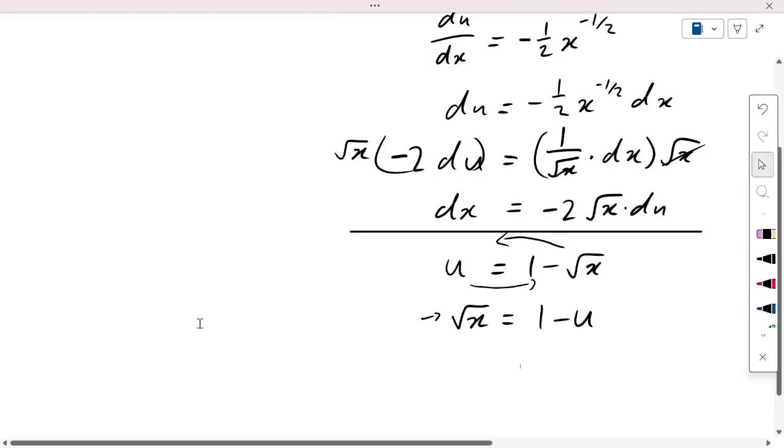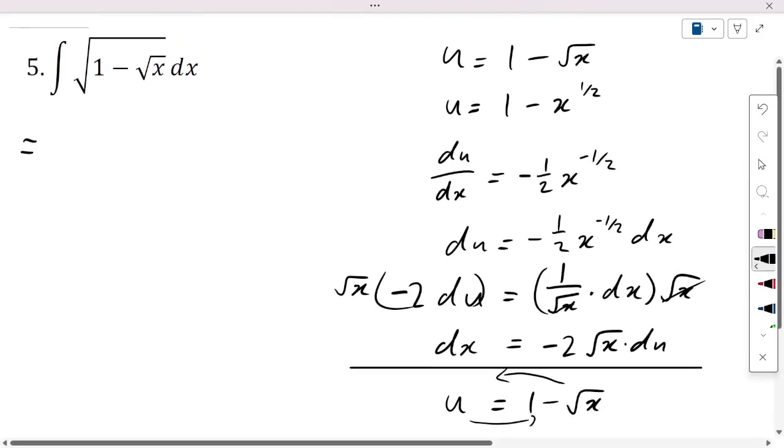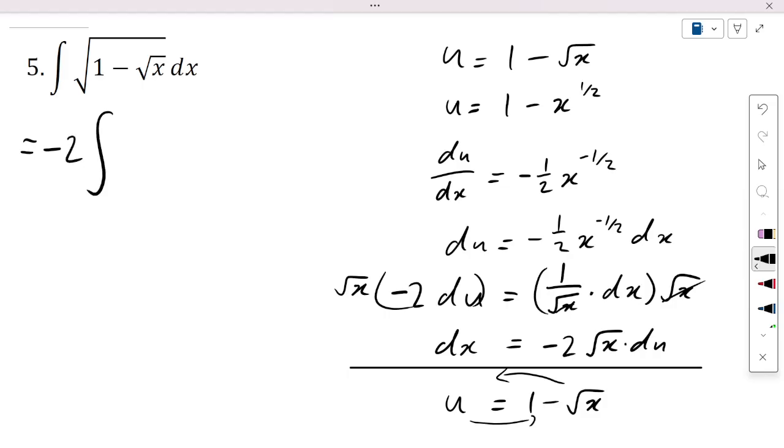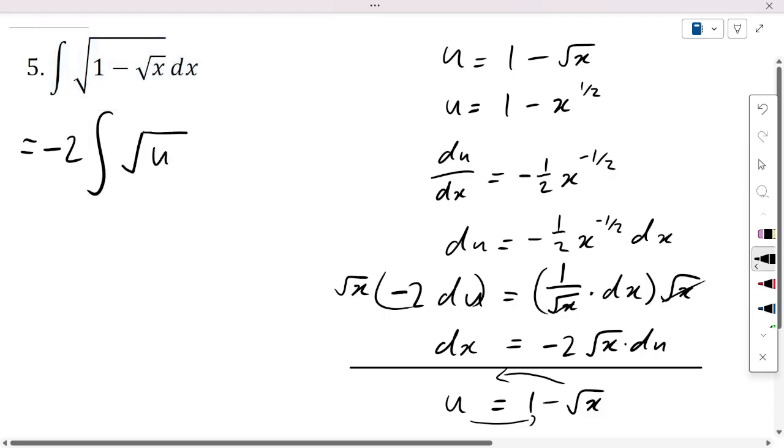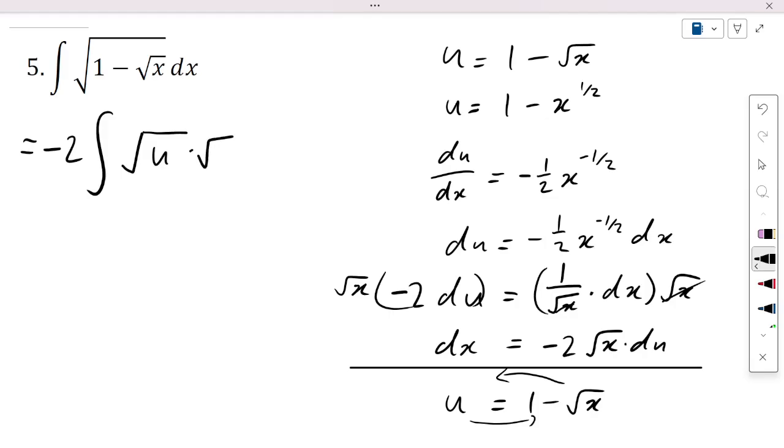So now we just need to substitute all of our variables. This is equal to, and note how we have negative 2 as the constant, so we're going to take the negative 2 out like this. And it's an indefinite integral. And root of 1 minus root x is just equal to u, so it's root u. And then our dx is equal to, not negative 2, remember we took the constant out, multiplied by root x. I'm just going to write this here to show you the process, multiplied by du. Now remember when we said root x is equal to 1 minus u, so you're going to do that exactly.